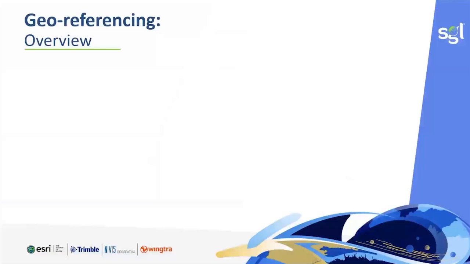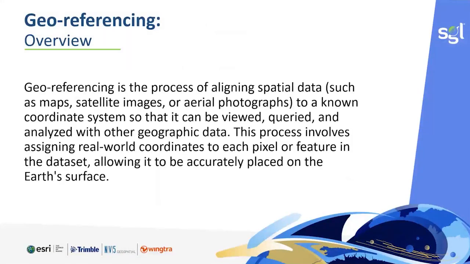So, what's the overview of the concept of georeferencing? This is the process of aligning spatial data such as maps, satellite images, or aerial photographs to a known coordinate system so that it can be viewed, queried, and analyzed with other geographic data. This process involves assigning real-world coordinates to each pixel or feature in the data sets, allowing it to be accurately placed on the Earth's surface.